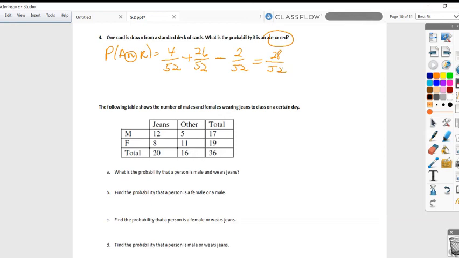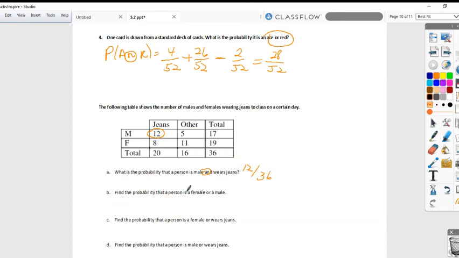All right, last problem, a 2-way table one. Okay, what is the probability? We have males and females, and we have jeans and others. What is the probability that a person is male and wears jeans? Okay, male and means they have to be both. So male and jeans, 12 out of the total of 36.